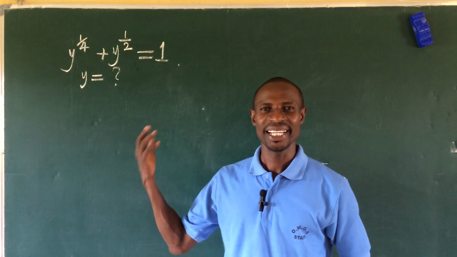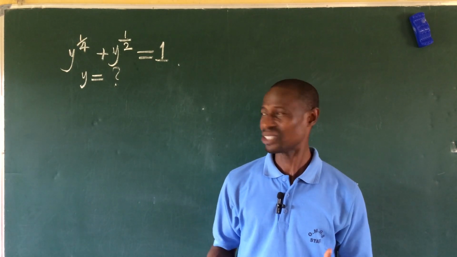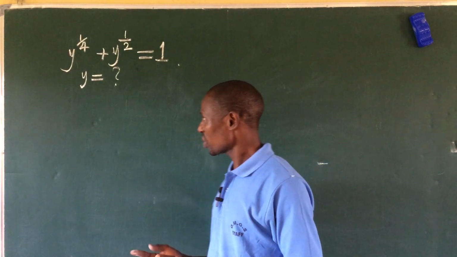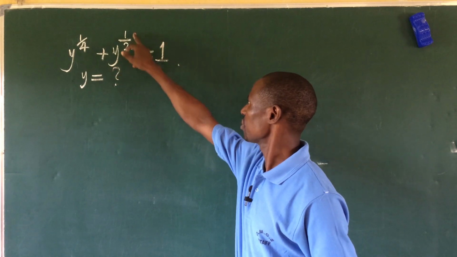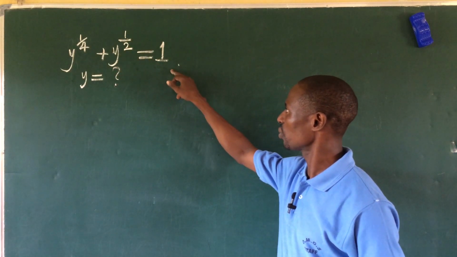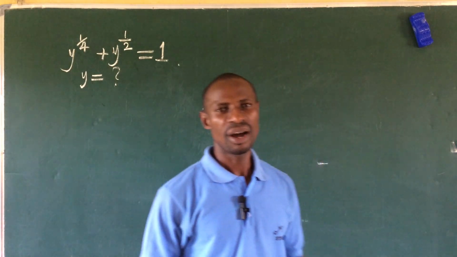Today we have a challenge on the board. It's a math Olympiad problem, a math Olympiad question. And the question reads: y to the power of 1/4 plus y to the power of 1/2 equals 1. What will be the possible value or values of y?